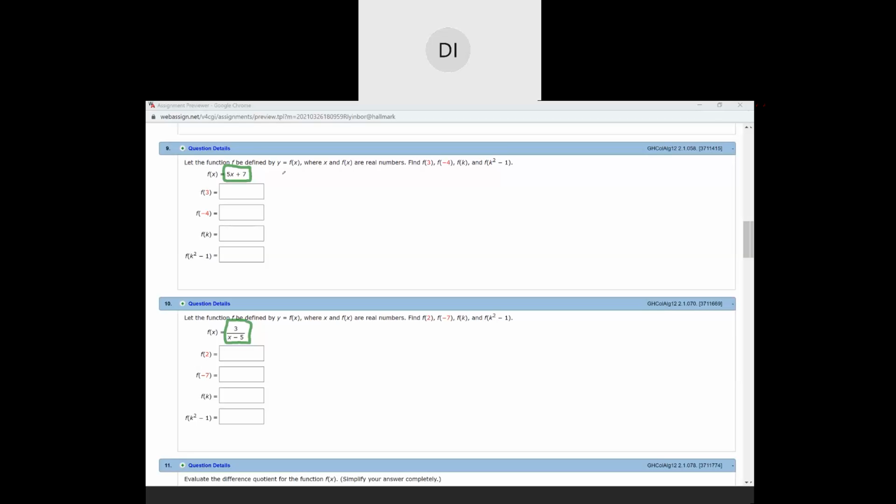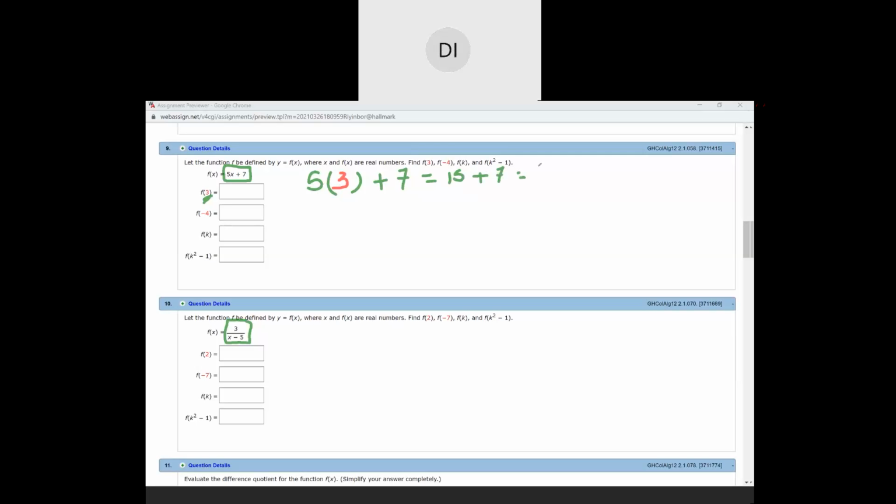Now the first one, I need to find f of 3. So in the place of x, I have to put 3. That's all you're doing. You're going to copy the function given. The function is 5x plus 7. Then instead of x, you replace the x with 3, and you're just going to simplify that. So we're going to do 5 times 3, 15, plus 7.